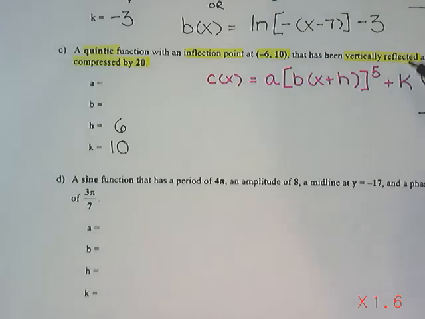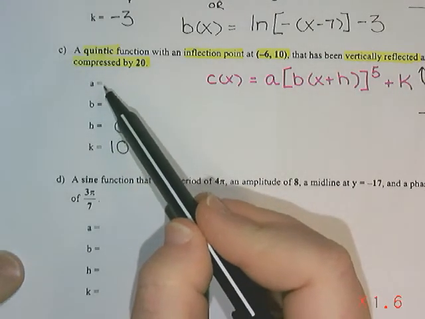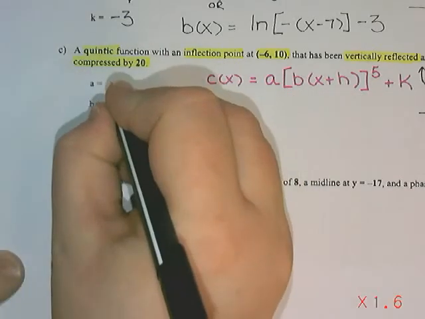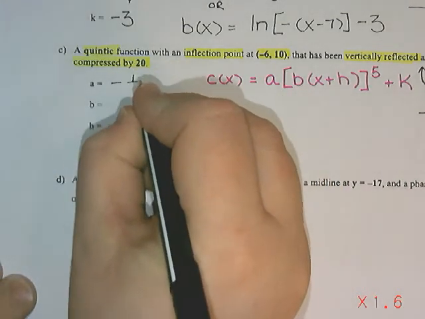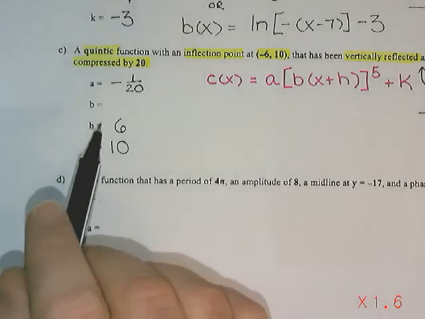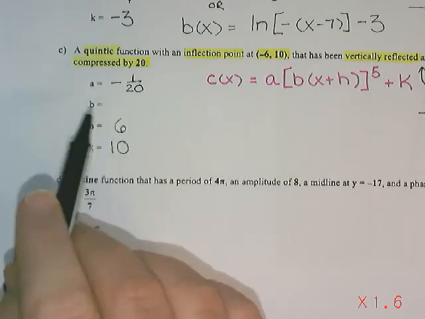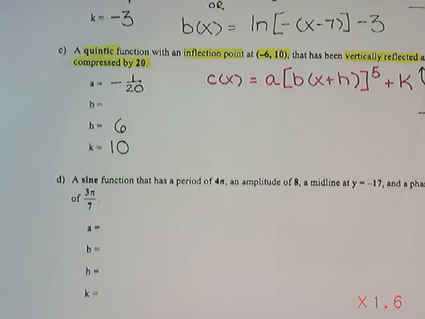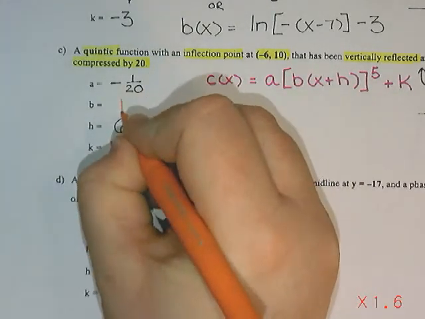So vertical stretches, compressions, and reflections are the a value. So if it's been vertically reflected, that means my a value is negative. And if it's been compressed by 20, a compression would be a fraction. So this would be -1/20. Now it doesn't mention anything about being horizontally stretched, compressed, or reflected, which means I don't know what b is. So I would just assume that since we're multiplying, it can't be a 0. I would assume it's a 1.